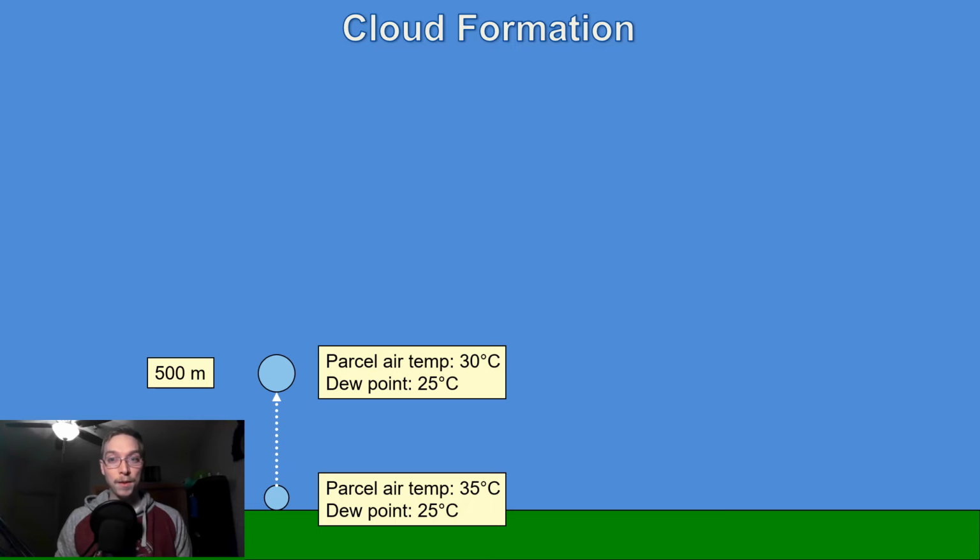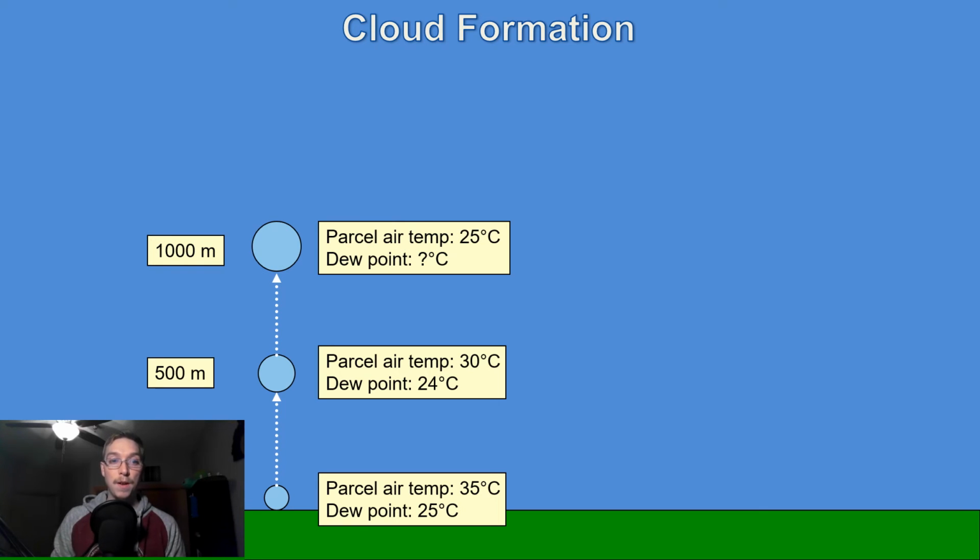So let's go back here to the same figure we were looking at before. We've moved up to 500 meters in our atmosphere. Our air parcel has cooled down to 30 degrees Celsius. Our dew point has actually changed and cooled, because that vapor pressure is changing, to about 24 degrees Celsius. At 1,000 meters, our air parcel is about 25 degrees Celsius. It's cooling another 5 degrees as it's risen another 500 meters. Our dew point is going to move down to 23 degrees Celsius.